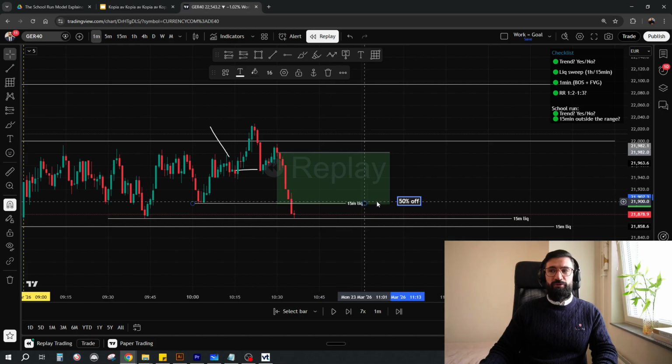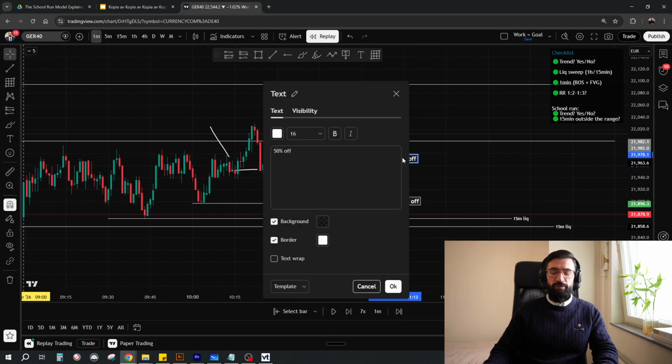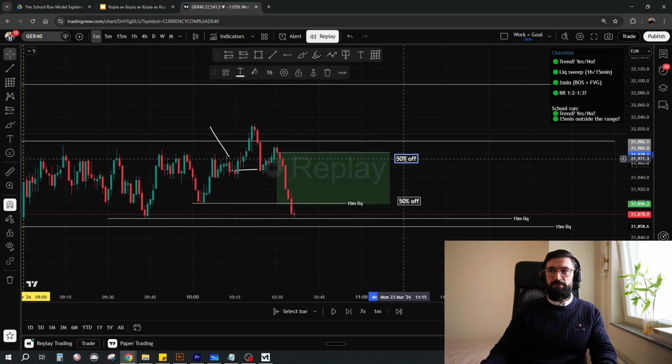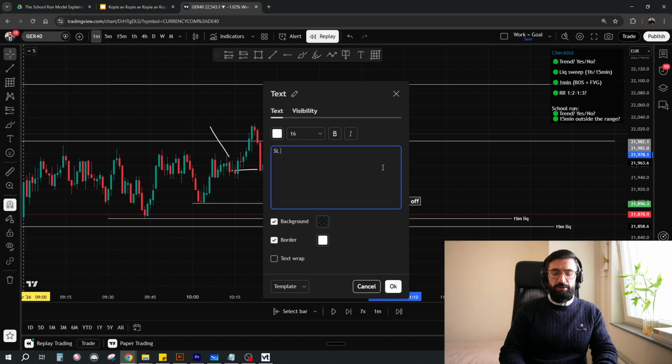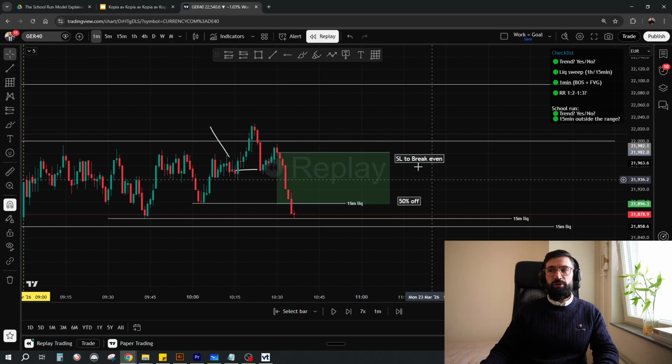On the first take profit right here, we take 50% off of our position and we move our stop loss to break even. Stop loss to break even. What does this mean?